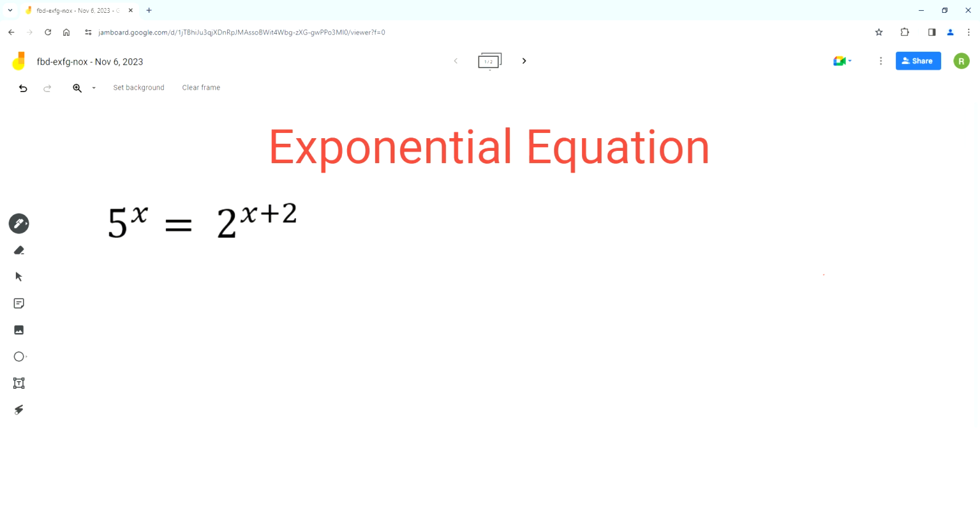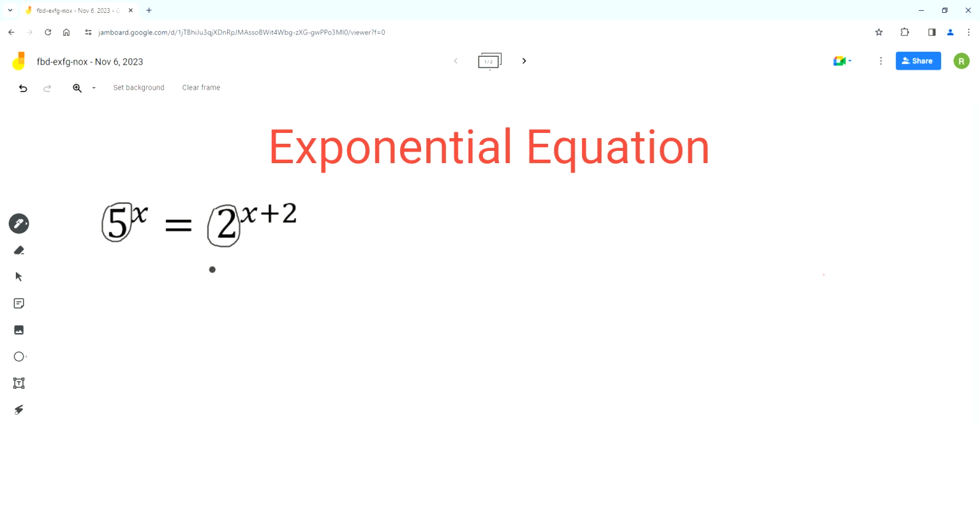Now the most common way of solving an exponential equation is to get the same base on both sides of the equation. In this equation, there's an exponential term on the left side and an exponential term on the right side. On the left side, the base is 5 and on the right side, the base is 2. It's not possible to write 5 as a power of 2 or to write 2 as a power of 5. So that means we cannot use the same base method to solve this exponential equation, so we'll have to use the log method.